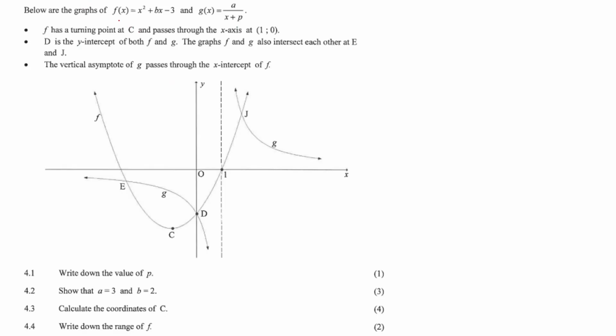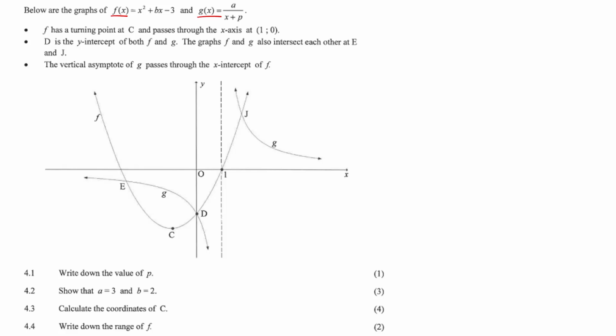So below are the graphs f of x and g of x. f of x is x squared plus bx minus 3, that is going to be a quadratic function. It's a parabola. And g of x is equal to a over x plus p. That has the standard formula of a hyperbola.